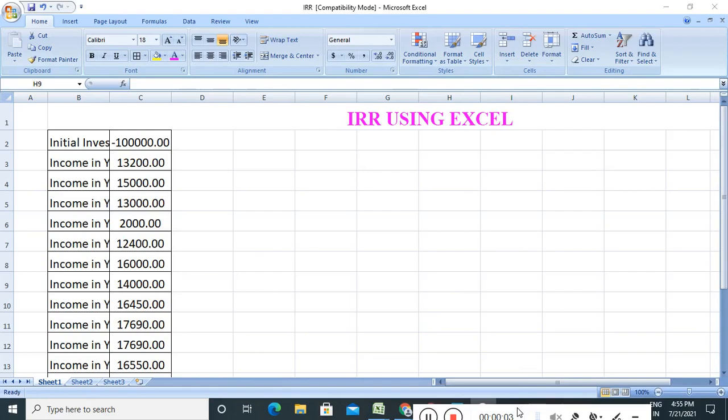Hi all. Now we can see how to calculate IRR using Excel. Excel has many built-in functions, and IRR, the internal rate of return, can be calculated using a built-in function in Excel itself. It comes under the category of financial functions. Then what is IRR? IRR is the rate of interest received for the investment. It is the cash flows you receive for investing a particular amount.